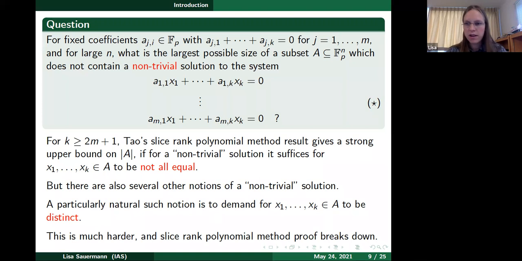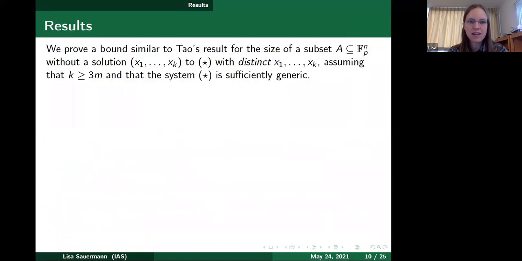Okay, so the result I want to talk about in this talk is basically proving a result similar to Tao's result, where we replace "not all equal" by "distinct". So we want to prove a bound similar to the one in Tao's result for the largest size of a subset A of F_p^n without a solution with distinct variables, where we again assume that k is sufficiently large with respect to m. So here we need to assume that k is at least 3m. And we also need to make an assumption that the system star is sufficiently generic.